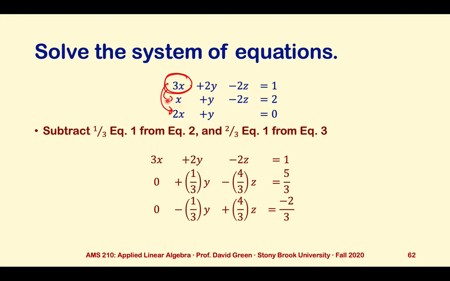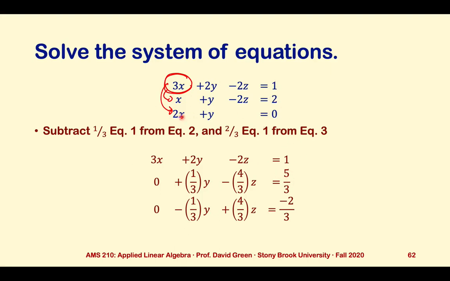Working through that, for equation 2, we're subtracting 1/3 of equation 1. x minus x is 0. y minus 2/3 y is 1/3 y. Sorry, negative 2z minus negative 2/3 z is negative 4/3 z. And for the right-hand side, 2 minus 1/3 is 5/3.